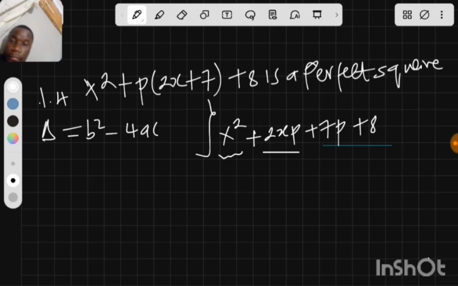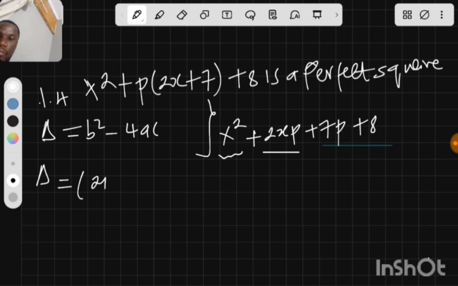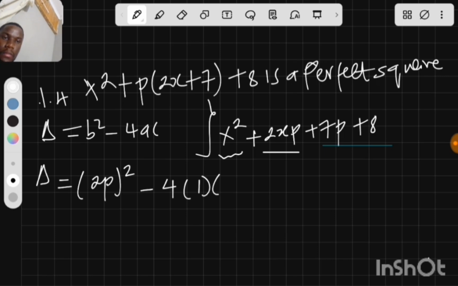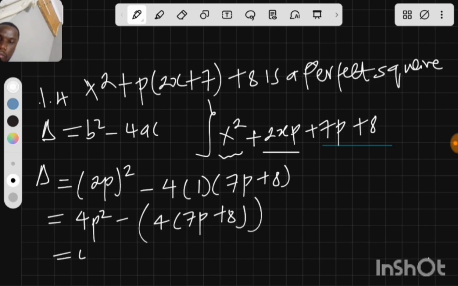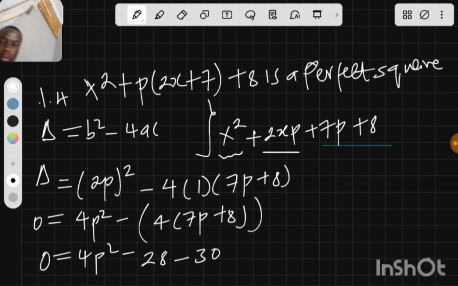We're going to have delta, which is equal to b, which is 2p, all squared, minus 4 times a, which is 1, times c, which is 7p plus 8. That equals 4p squared minus 4 times (7p plus 8), which is 4p squared minus 28p minus 32. This is equal to 0 because of the perfect square.